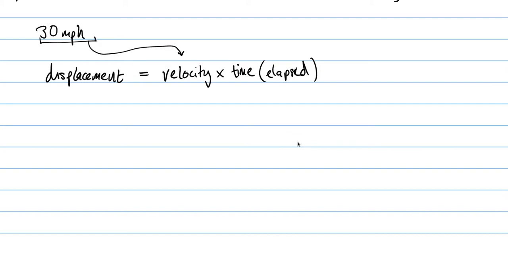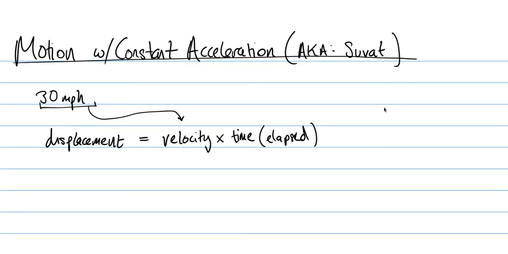Pretty straightforward. But one thing we need to be wary of is that when we were doing this question, a hidden assumption that we had is that the car is always moving at 30 miles per hour every sort of second of the journey. Every single second, it's always at 30 miles per hour. In other words, velocity is constant.